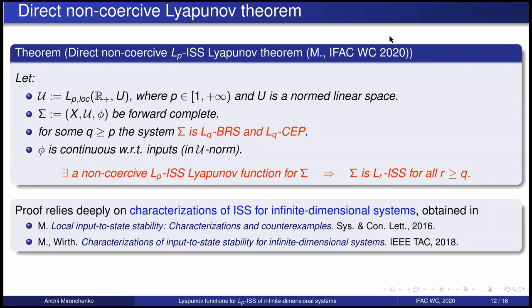The proof of this result relies deeply on characterizations of ISS for infinite dimensional systems, which have been obtained recently in these two papers. And this proof is very different from the proof of the coercive LP-ISS Lyapunov theorem.